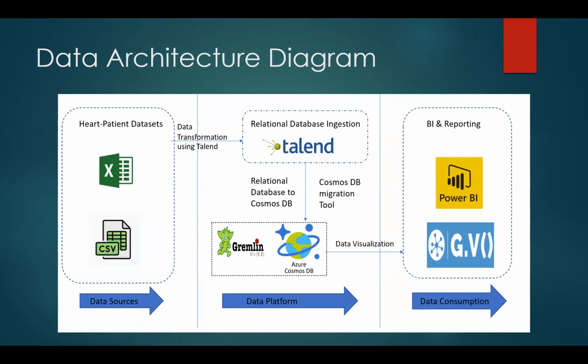So moving on to our data architecture diagram. As you can see, our main data sources is the heart and patient information that we have used in the form of Excel or CSV files. We are using these files with an ETL tool, that is Talend, to load the data into our relational database. For that we are using Microsoft SQL Server, and from there we have generated a script which will load the data into our Azure Cosmos DB, and we are also storing the graph related DB in our Gremlin API.